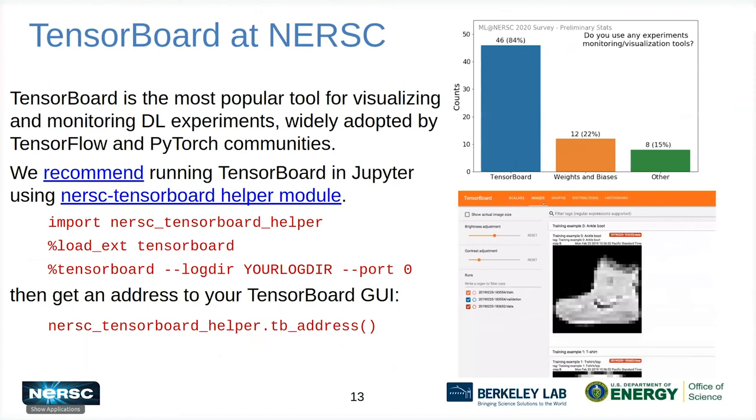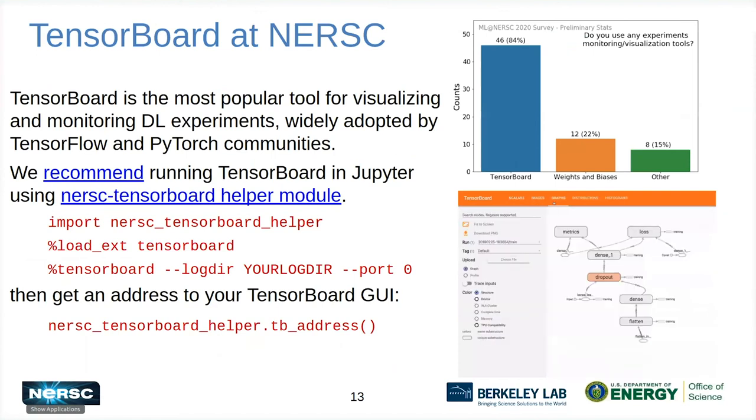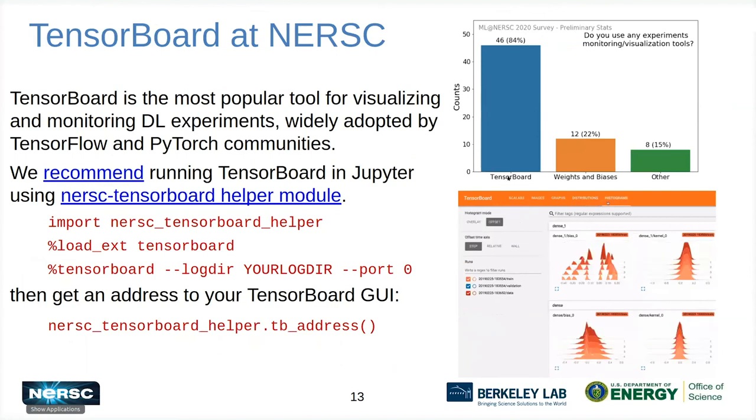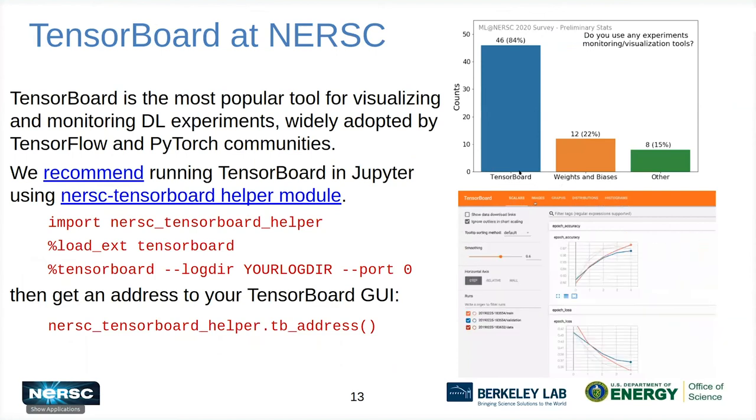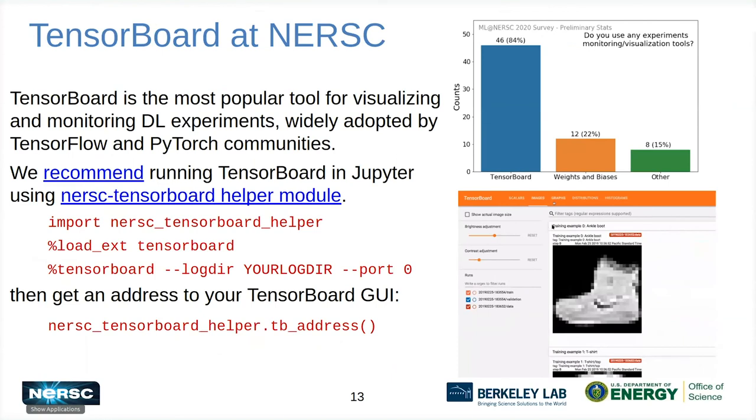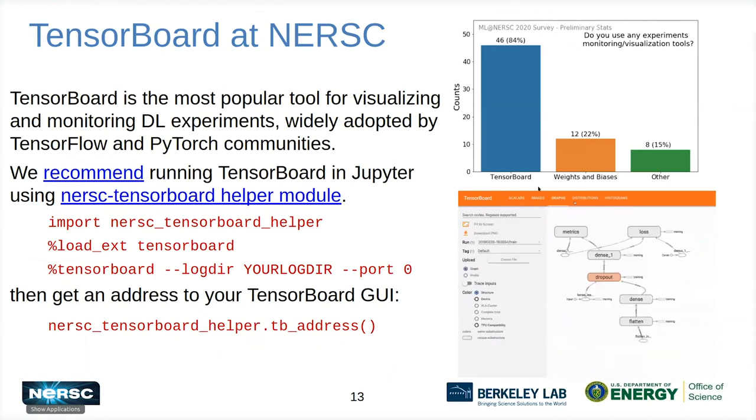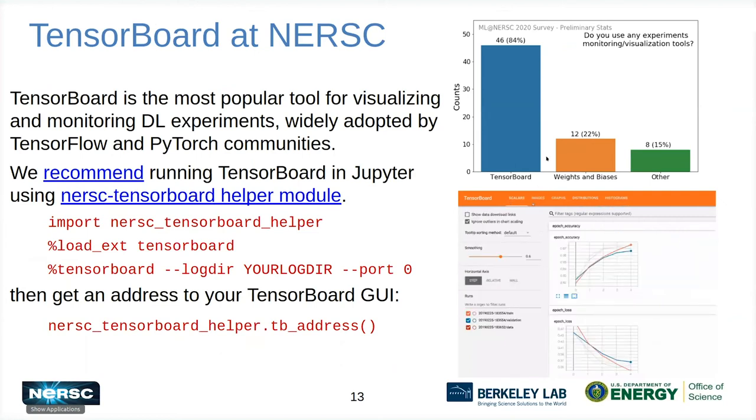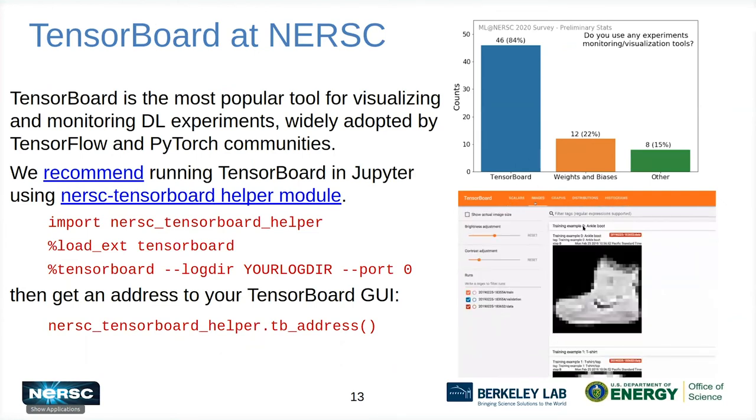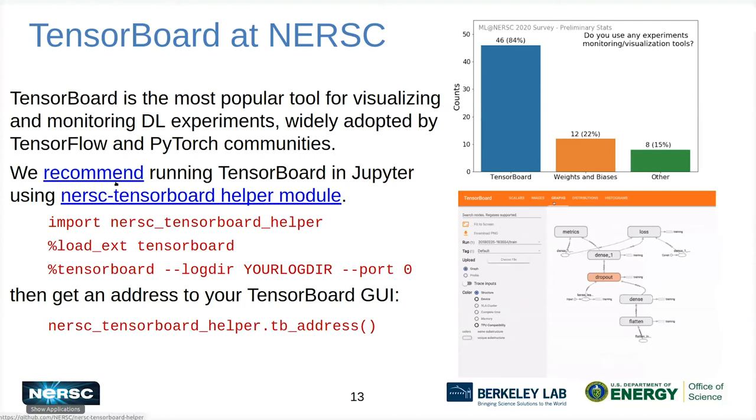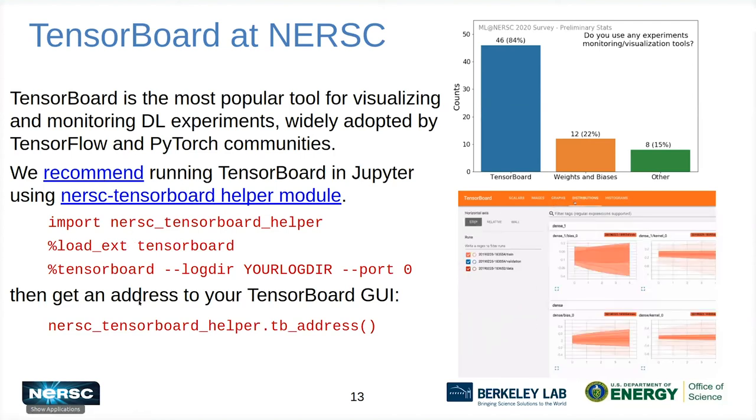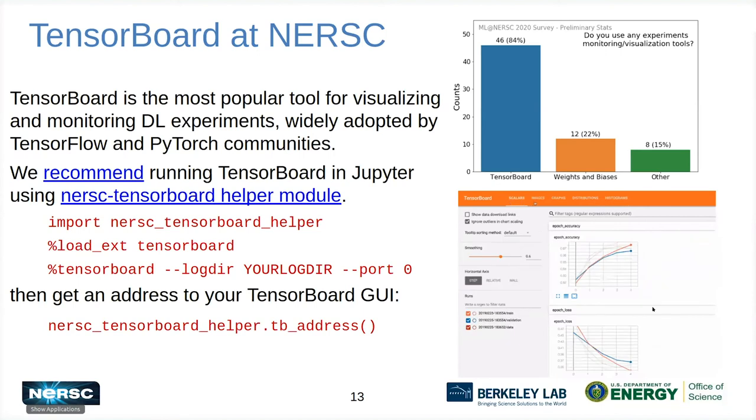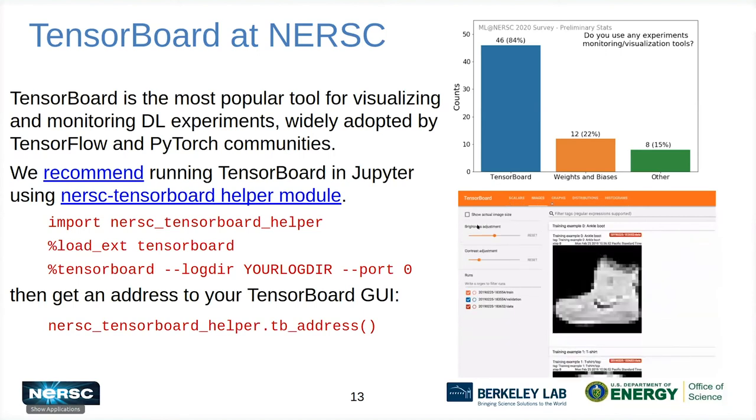For monitoring your training, the most popular training monitor framework is TensorBoard. Both TensorFlow and PyTorch users use TensorBoard. It's very easy to use, and there's a lot of community around it. So we recommend that you use that. To run TensorBoard at NERSC, you can click on these links to go to the docs, or you can follow these instructions. They should work out of the box.